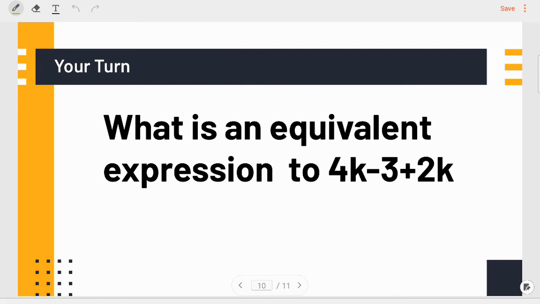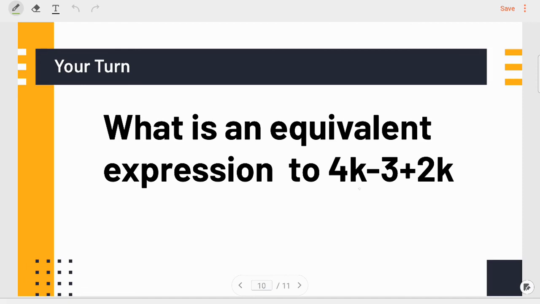Okay, so what expression would be equivalent to 4k minus 3 plus 2k? Now there's a bunch of different answers. You could just rearrange the order. You could combine like terms. Take a second, pause the video. When you're ready, press play.